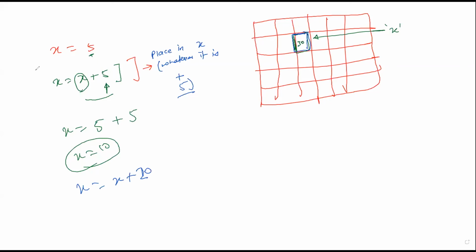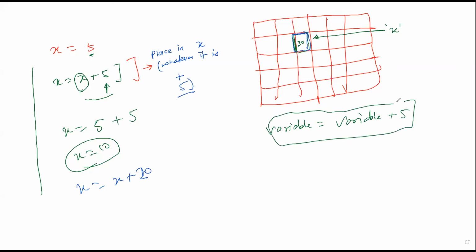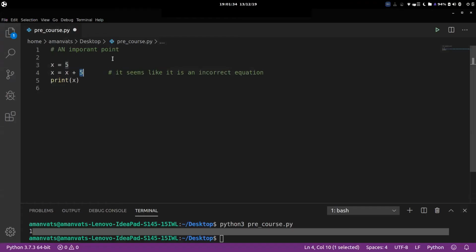Okay, so this is very important to understand at this point, that writing a variable is equal to the variable plus 5 does not mean an incorrect equation. It means adding 5 to that variable and storing it back in that variable. So let's go and look at how we implement it in program terms. Yeah, so I hope now you understand. Let's try to print it.